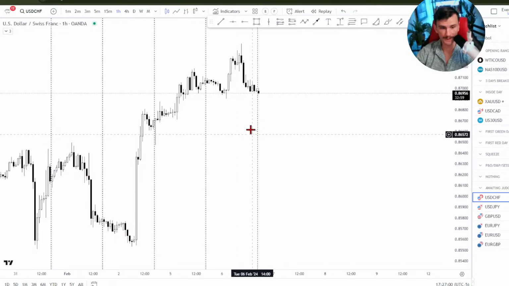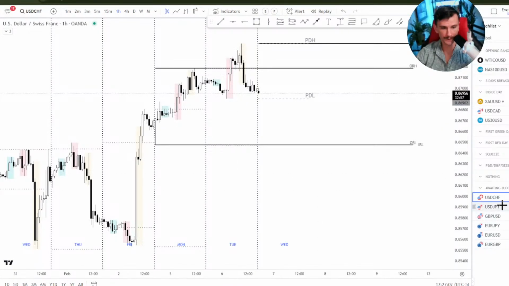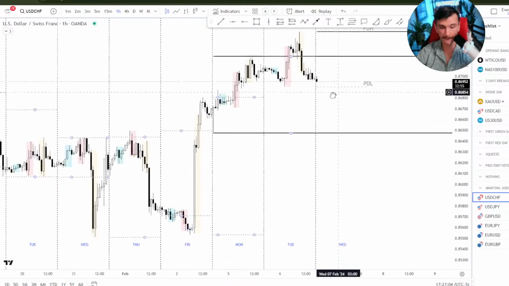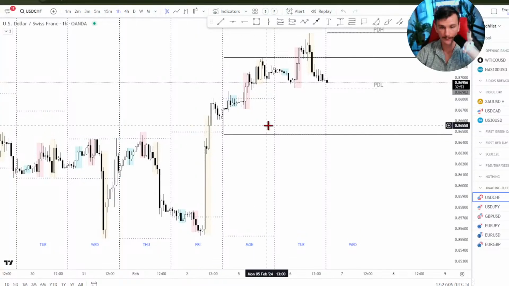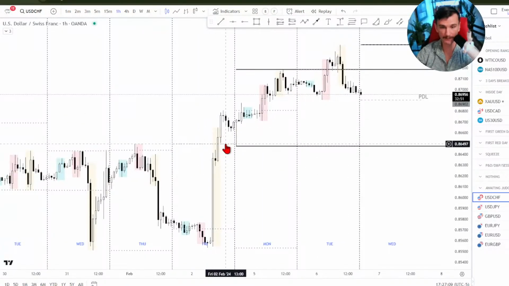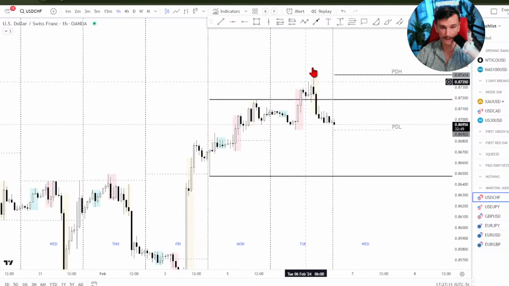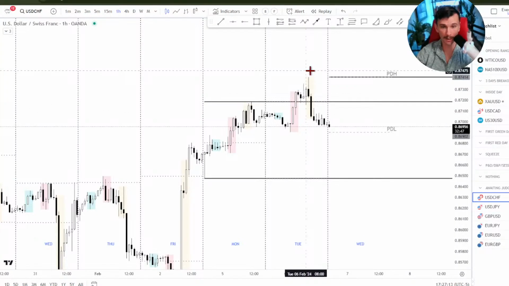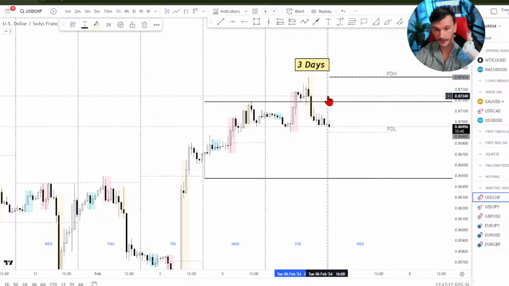Let's go on to the Swiss. The Swiss, and also there was another one that I wanted to be watching. I've noticed this pair this morning, it's looking pretty good. Day of breakouts, day of breakouts, day of breakouts. Failed breakout now at the high of the current week. So we got 3 days of breakouts.